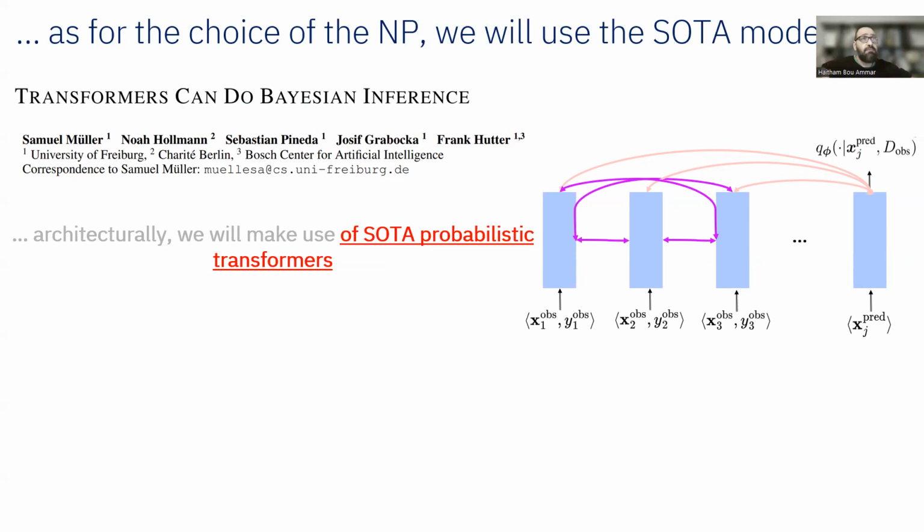And then you train this transformer in a meta way. So you would get your training data, split it into an observation and prediction data set, and then you would maximize your cross entropy loss of this Q theta with respect to the parameters phi.